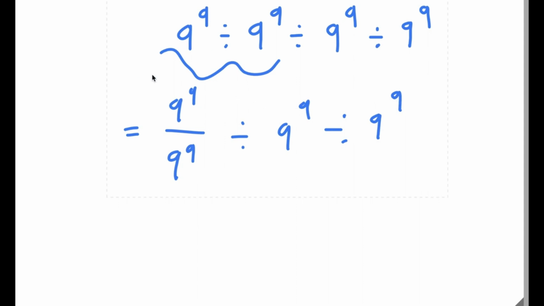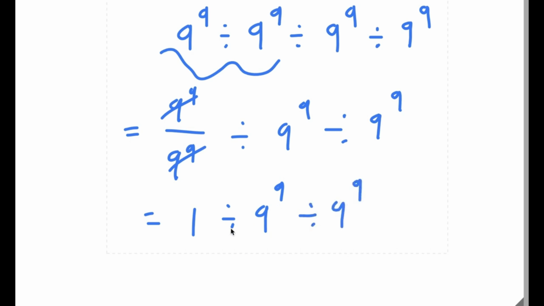Now, remember, we have to go in order, because remember, PEMDAS. So we can't just simply switch these out. We can't just do this divided by these two. We have to go in order. So what comes first is 9 to the power of 9 divided by 9 to the power of 9. Anything divided by itself is 1, so these two cancel out, and I'll be left with 1 divided by 9 to the power of 9 divided by 9 to the power of 9.